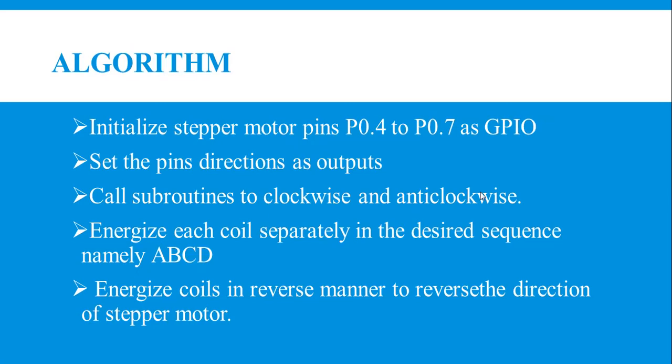In a clockwise direction, the sequence is energizing the coils A, B, C, D, but in anti-clockwise direction you have to energize the sequence from D, C, B, A. So the sequence is reversed in anti-clockwise direction. So you have to write two separate subroutines and call those two subroutines and energize each coil separately in the desired sequence, and energize the coils in the reverse manner to reverse the direction of the stepper motor.